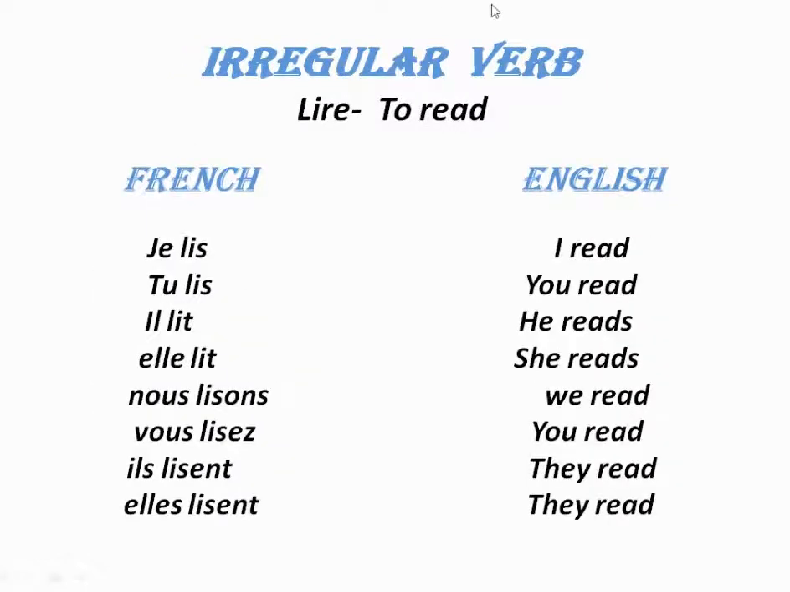Then another irregular verb, lire, which means to read. Je lis, I read. Tu lis, you read. Il lit, he reads. Elle lit, she reads. Nous lisons, we read. Vous lisez, you read. Ils lisent, they read. Elles lisent, they read. So you can see this verb is also conjugated in an entirely different manner.